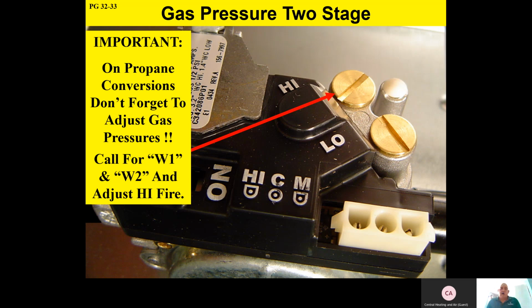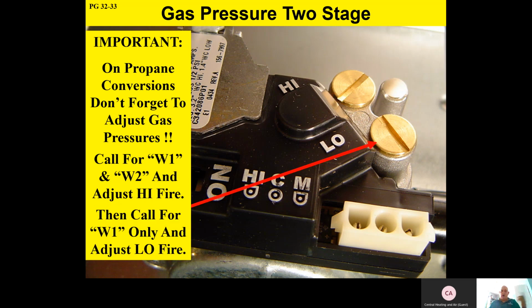So what you're going to do, you're going to call for W1 and W2 together, in other words high fire, and then you're going to adjust your high fire first. You then call for W1 and adjust low fire. So that's an important sequence of operation. You change the spring on a propane conversion. You then call for high fire operation, W1 and W2 together on a two-stage product, and you adjust your high fire first. You let the furnace stabilize, you adjust your high fire. Then you back off to low fire, W1, and adjust your low fire second.